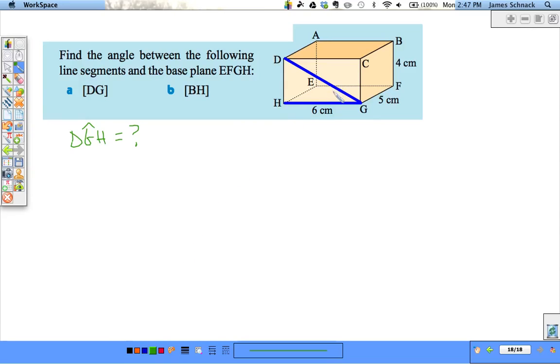Now we can do that with trig. The angles in this box are right angles. I know the height's 4. So opposite, adjacent, tangent. Tangent of theta equals 4 over 6. So theta is the inverse tangent, and we could approximate that without much difficulty.